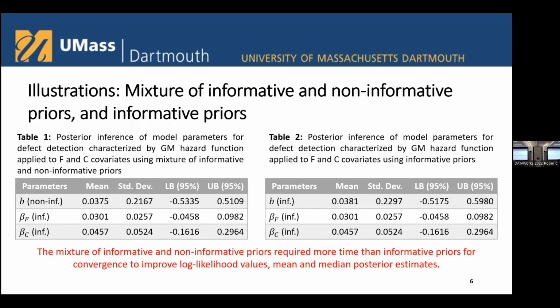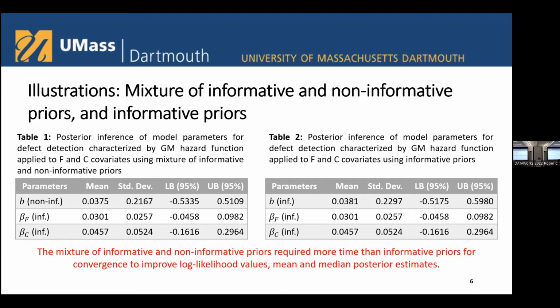So I'm showing now 2 tables. In the first one, we have a mixture of informative and non-informative priors. For the b parameter, which is coming from my geometric hazard function, we are using non-informative priors. And we are using informative priors for beta. We are considering normal distribution for them. And now we have the results: the mean, the standard deviation, and the lower bound and upper bound of the confidence intervals.